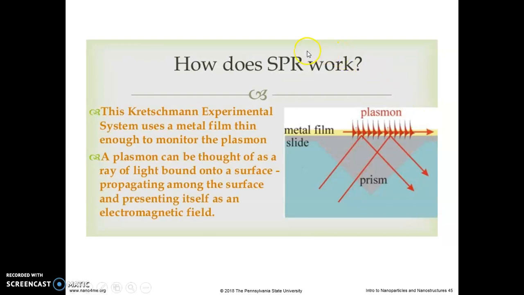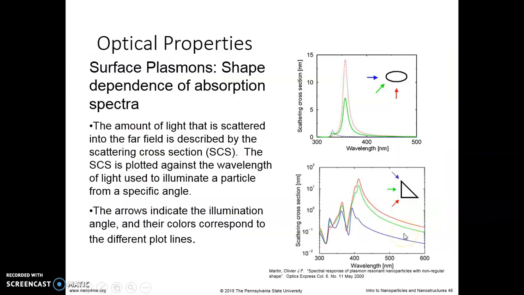How does SPR work? Here the Kretschmann experiment is clearly explained. In the system, a metal film is thin enough to monitor the plasmons. Here the metal film slide is given in the upper direction. So a plasmon can be thought of as a ray of light bound on the surface, propagating along the surface and presenting itself as an electromagnetic field. Here it acts as an electromagnetic field, and due to that it will be reflecting.